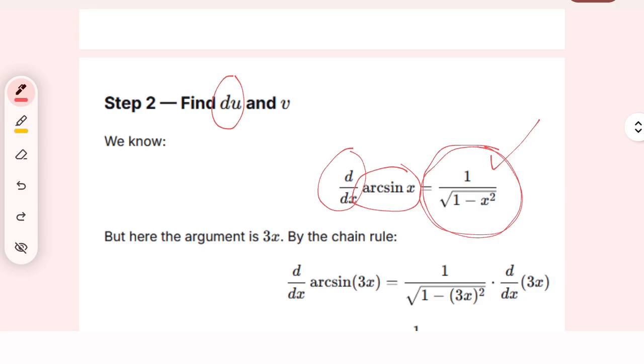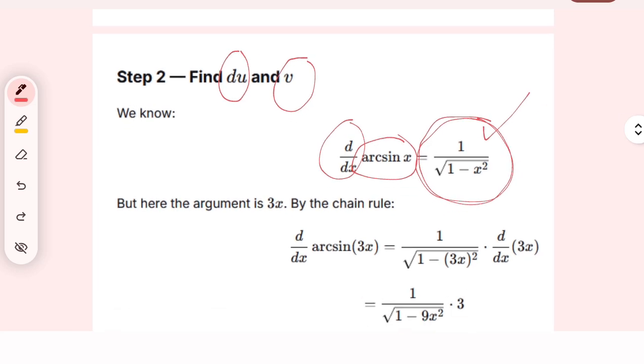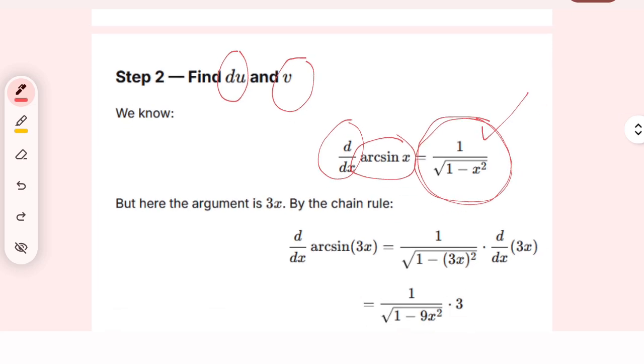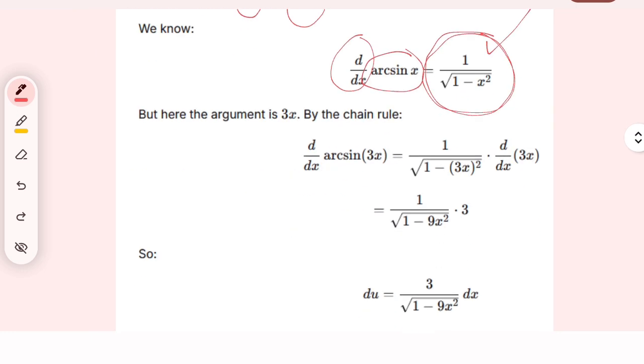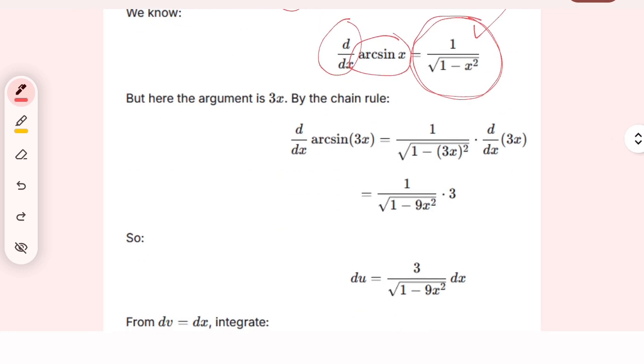All right. Next, I need to compute my v. I already have a dv, right? I just need to compute for my v. Or rather, let's continue with the u first, right? So the derivative of arc sine is actually this one, right?